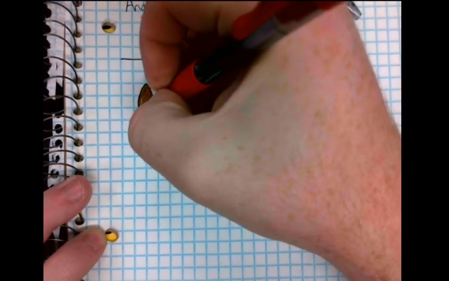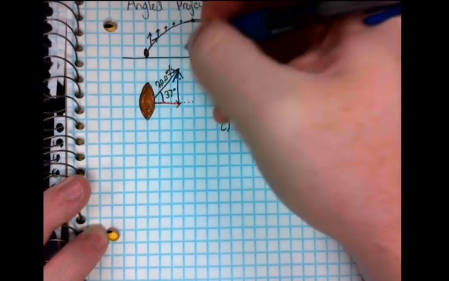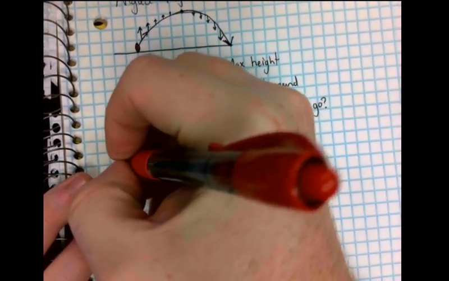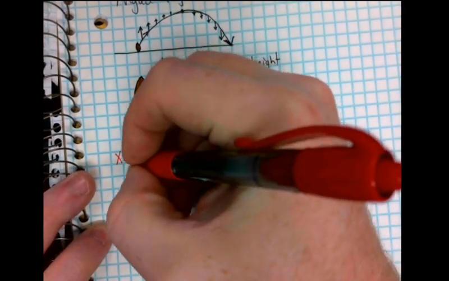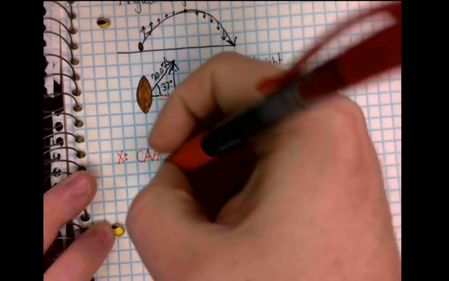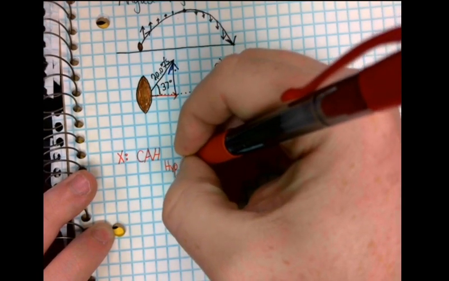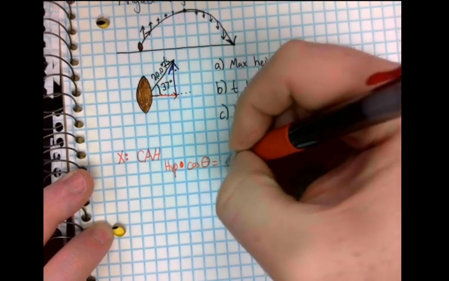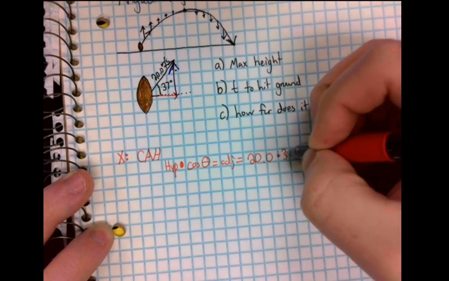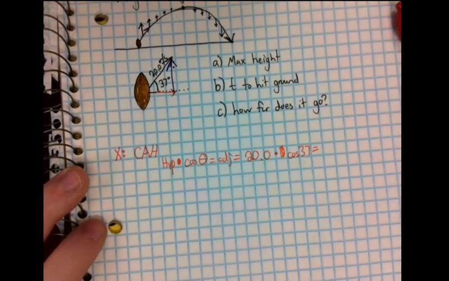So here we've got our x component. Here we've got our y component. For our x component, that is adjacent, so we're going to use adjacent over hypotenuse. That's cosine: adjacent over hypotenuse. If we want to get just the adjacent part, we're going to do hypotenuse times cosine theta equals adjacent. So we're going to do 20.0 times cosine 37. Plug that into our calculator.